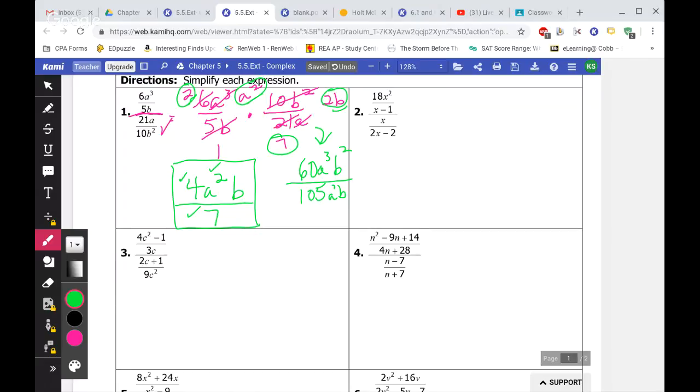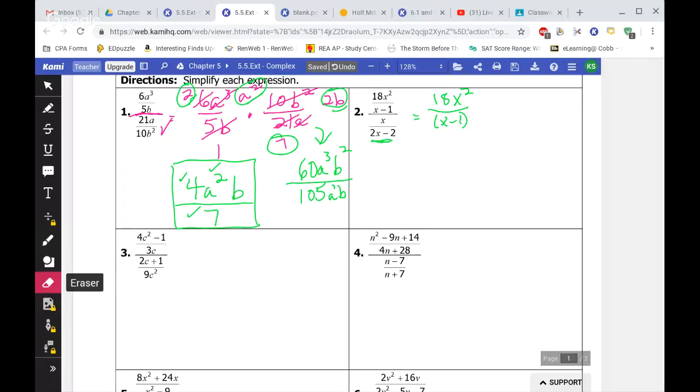All right, number 2. Once again, these are single fractions, but I do notice that here on the bottom at some point, I'm going to want to factor because I can see I can factor that 2 out. So let's go ahead and do our keep, flip, change and see where that takes us. 18x squared all over x minus 1. Don't forget, that's a term, a binomial term. So we keep that first numerator fraction, flip it to a multiplication, and then change this to its reciprocal. And while I'm doing that, I'm going to go ahead and factor a 2 out. That's going to be 2 times x minus 1 all over x.